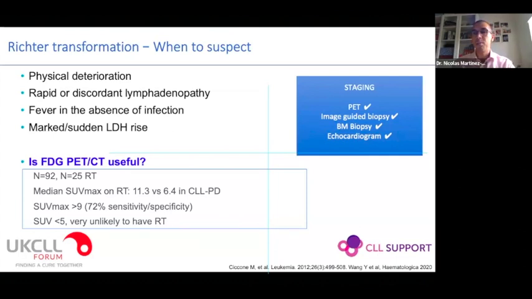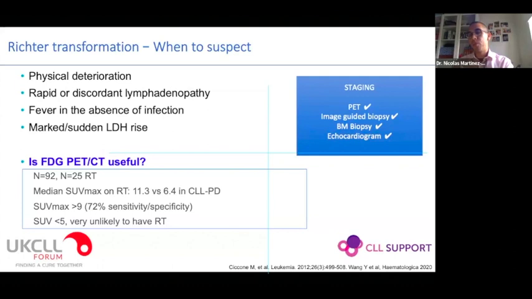So it is helpful to suspect, and it's also helpful to direct your biopsy, because if you have multiple lymphadenopathy, you want to target the one that is most avid on the PET. Otherwise, you might just get CLL and be content thinking that the patient has just got progressive CLL, whereas you would be missing Richter's transformation.